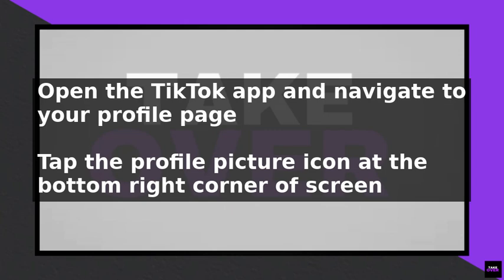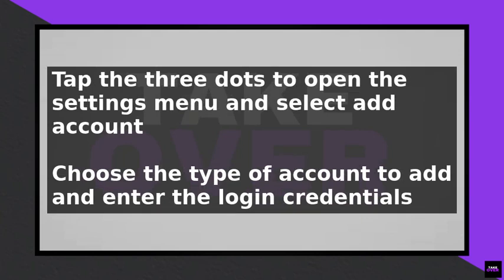This will open the settings menu. From the settings menu, select the Add Account option. This option allows you to add multiple accounts to your TikTok app, making it easy to switch between different accounts. To add a new account, select the Add Account option and then choose the type of account you want to add. You can add a personal account, a business account, or a creator account.